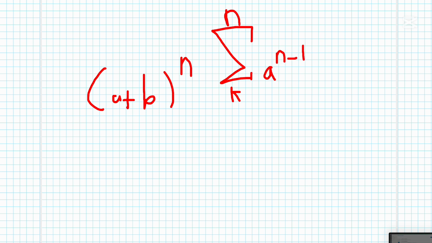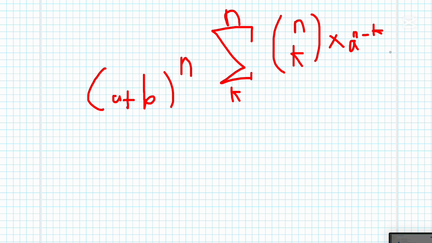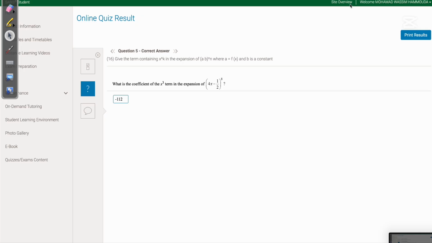Okay, wait, before that we will have n C k, and then that times a to the power of n minus k times b to the power of k. Now let's start solving this question.